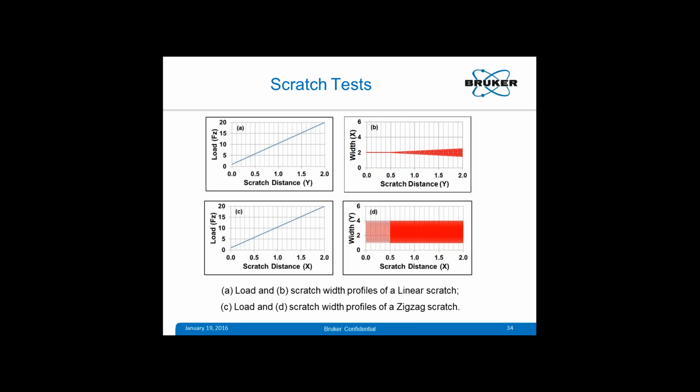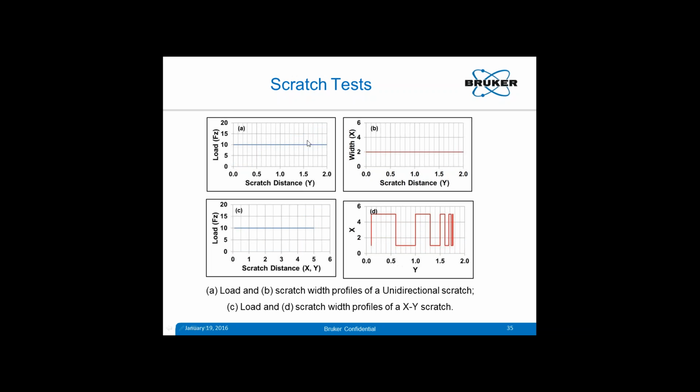There are several different types of scratch test. One of particular interest is the progressive test, where load is increased progressively from a small value to a high value, and scratch width increases with load. Another one is called the zigzag scratch, where load is increased progressively, but at the same time the scratching tip is moved along perpendicular directions to have a zigzag kind of motion.